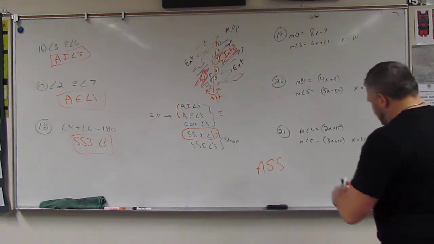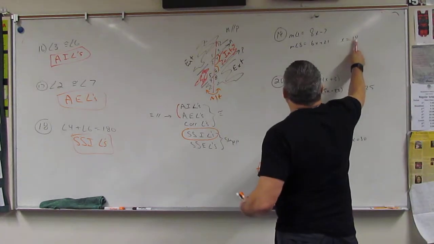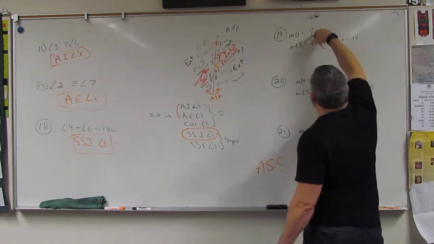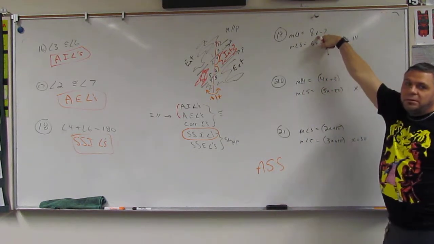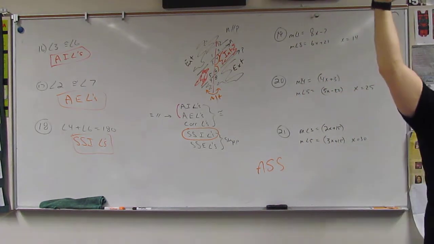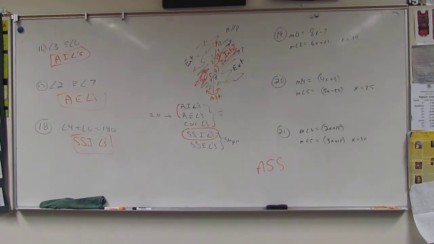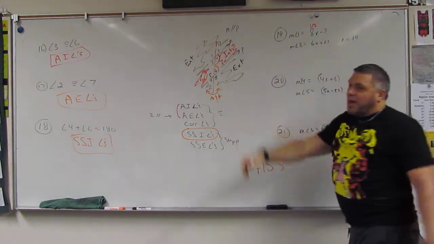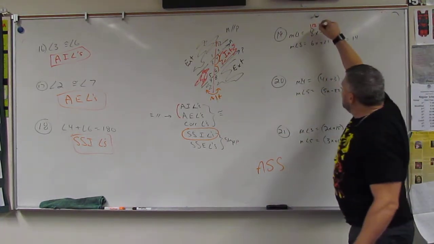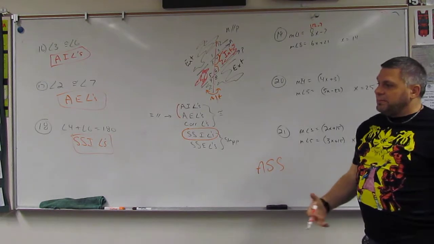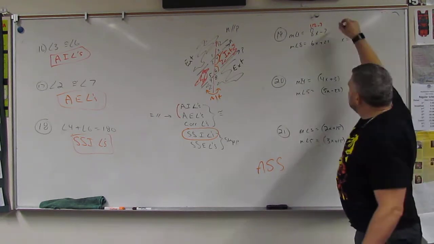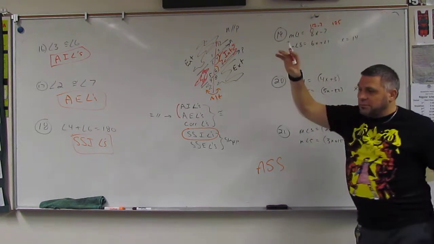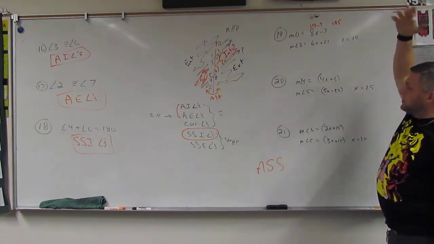Next. Plug in 14. What is 8 times 14? 8 times 10? 80. 8 times 4? 32. 80 and 32. 112. Minus 7. 112 minus 7? 105, right? Is that right?